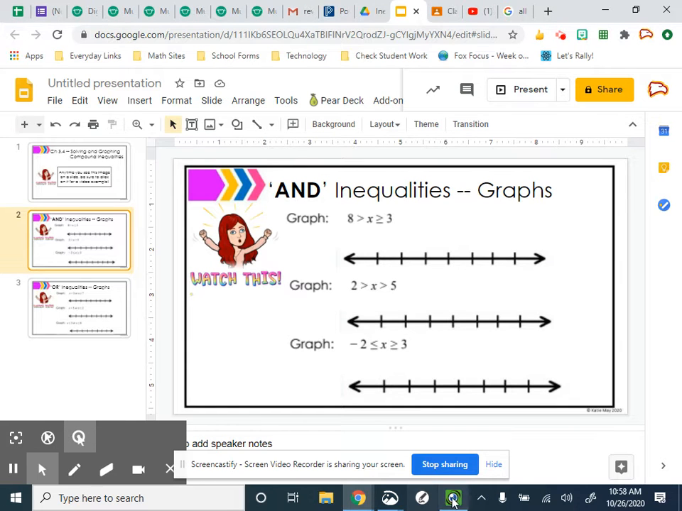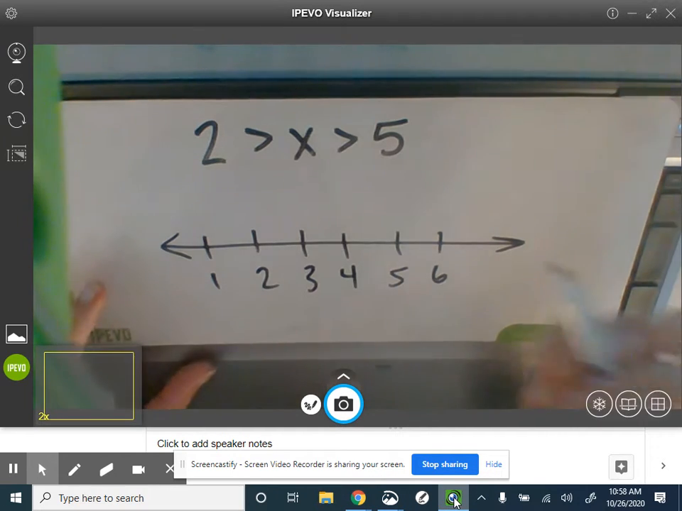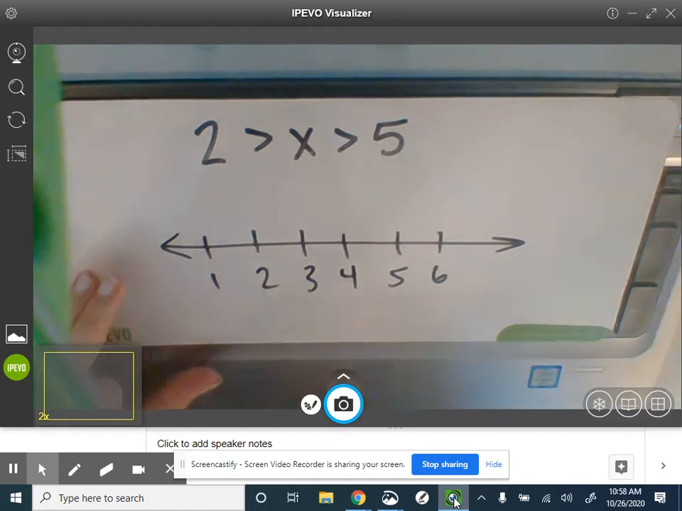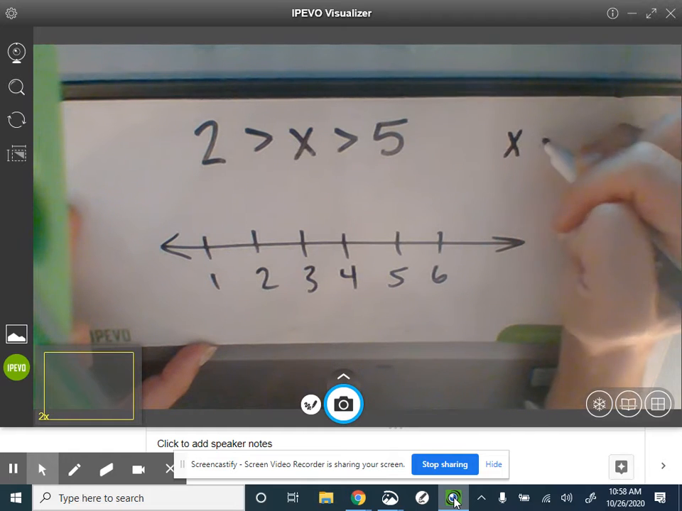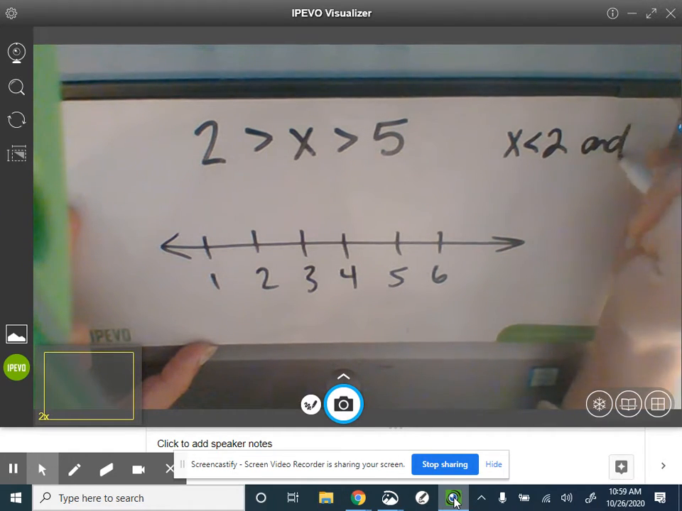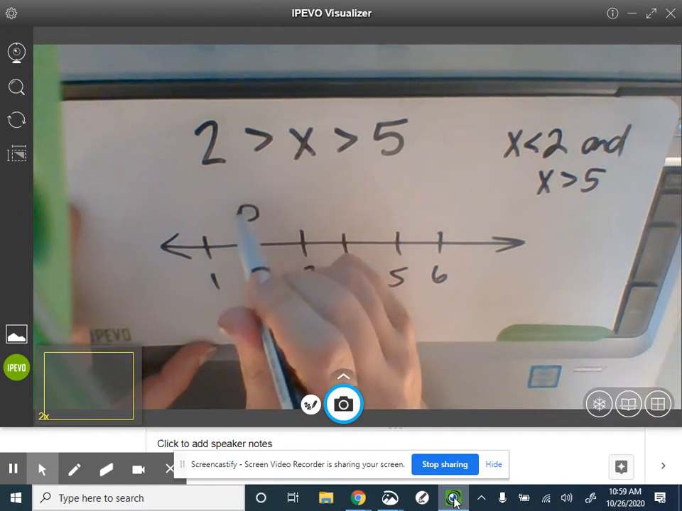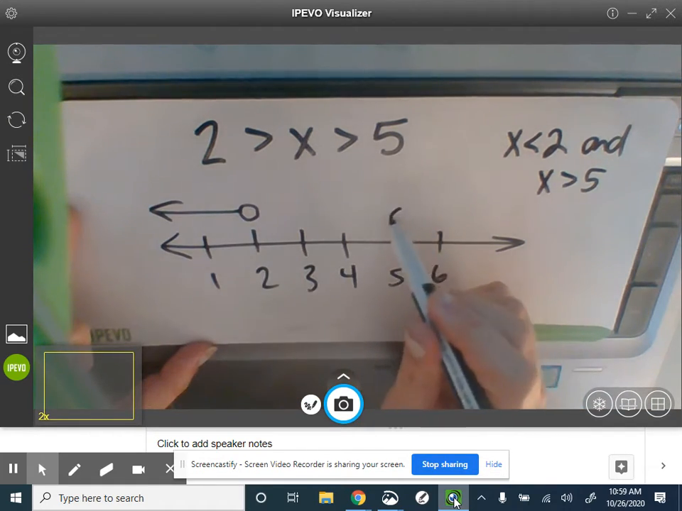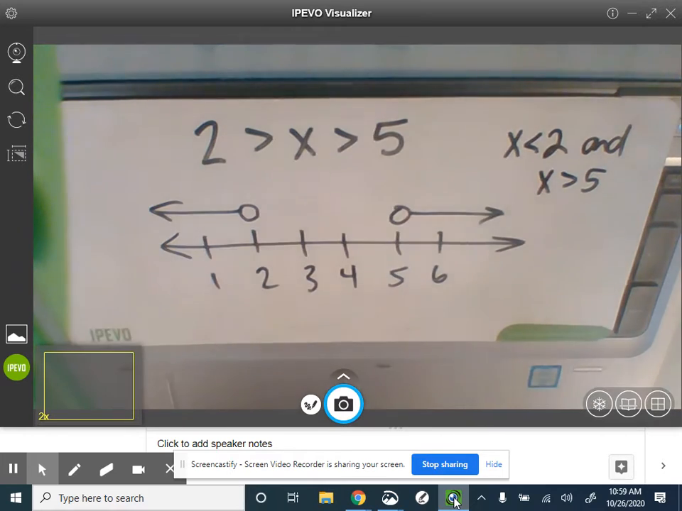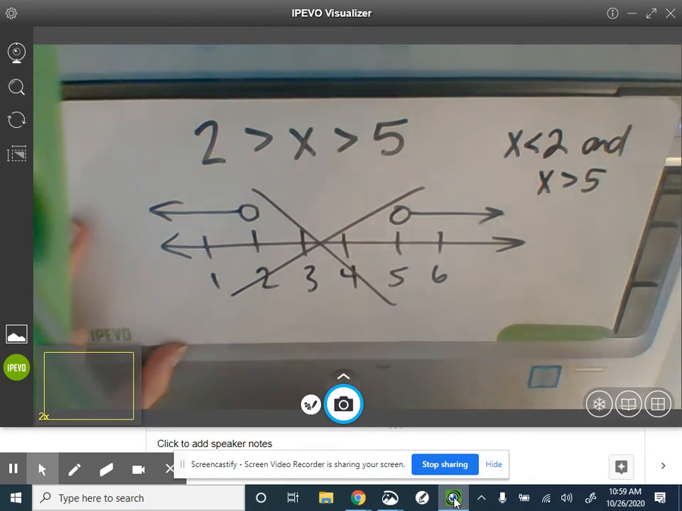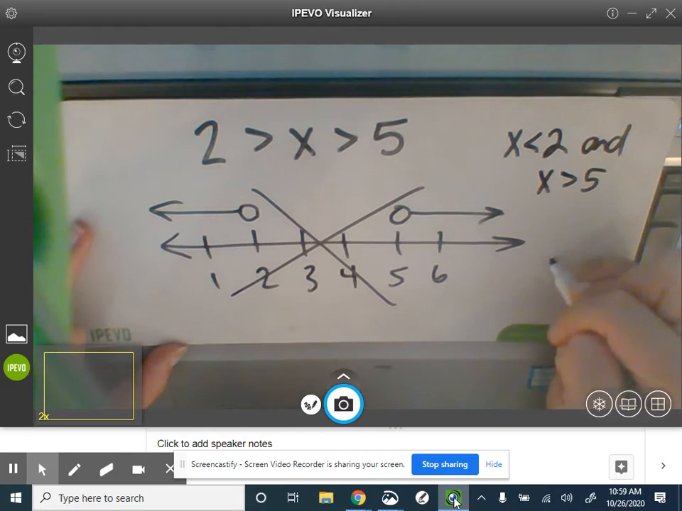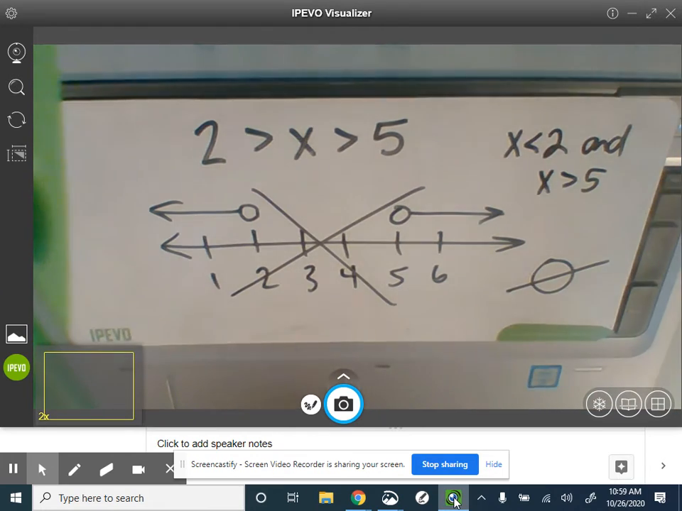So there are some circumstances where it will look different. So here it's all written together, so we know it's another "and" statement. We're looking for where they overlap, when it's true for both of them. So we have x is less than 2 and x is greater than 5. Notice that this actually looks like an "or" inequality. There is no point where they're overlapping. So since they are not overlapping, there's never going to be a solution that is true for both of them. So this is going to be no solution.